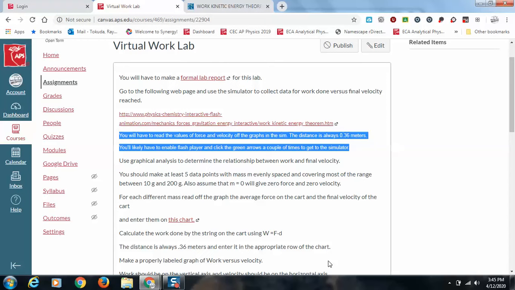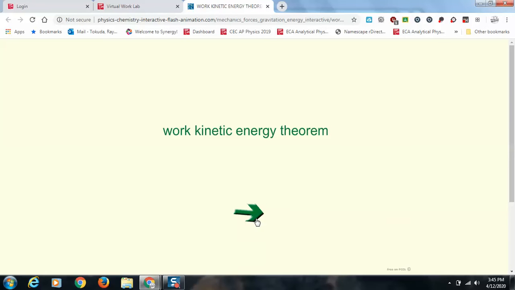To start the virtual work lab, follow this link and click to enable the Adobe Flash Player. It'll ask you to allow, hopefully Flash will run, and then you'll have to click green arrows a bunch of times.